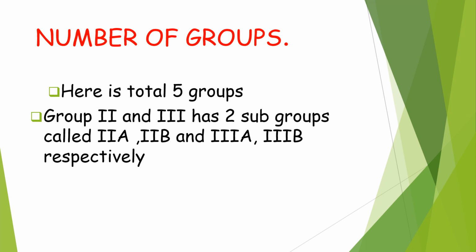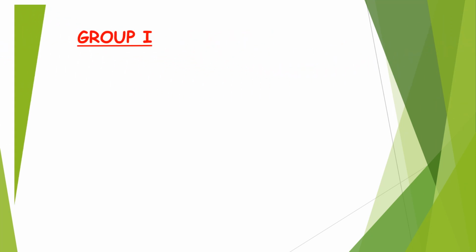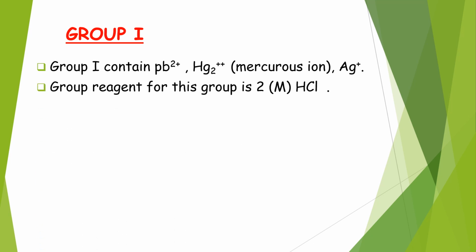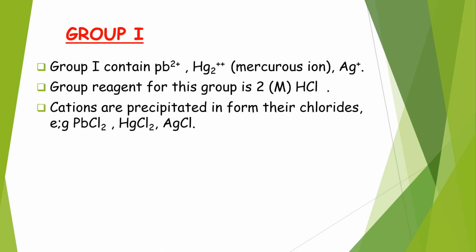Now moving towards group 1. Group 1 contains the lead cation, the mercurous ion and the Ag+ ion. The group reagent for this group is 2 molar HCl. In the presence of 2 molar HCl, the cations are precipitated in the form of their chlorides. In the next part of the video, we can detect the specific chlorides.